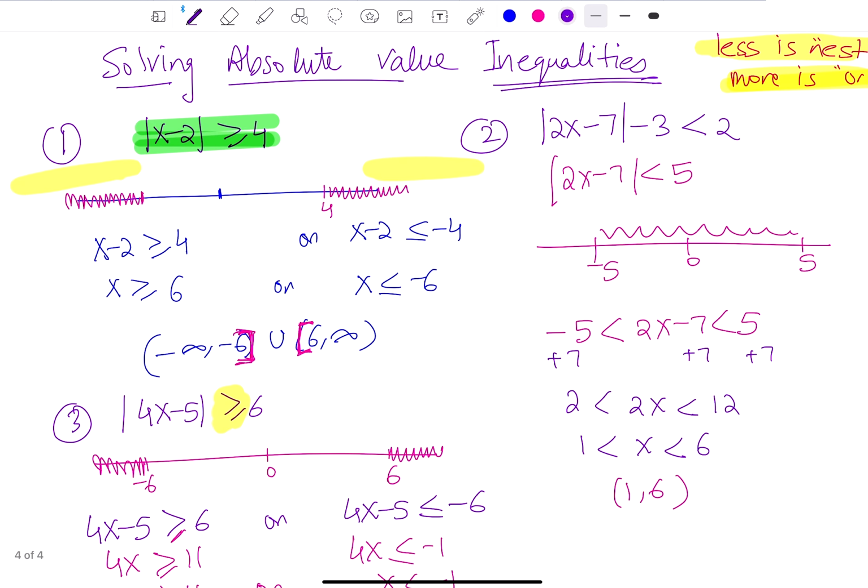So for absolute value inequalities, remember to draw the number line and see what's happening, and then set up your next equation or next two equations.